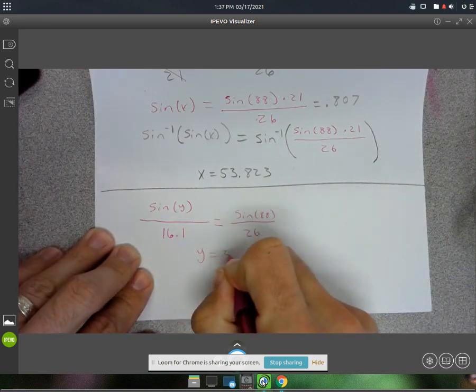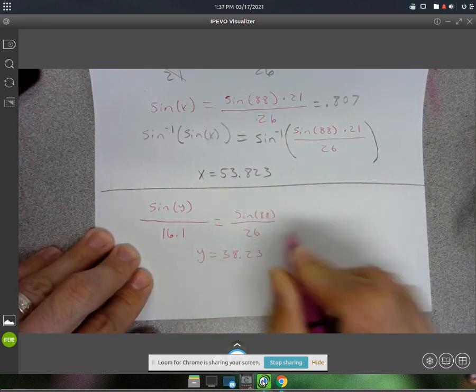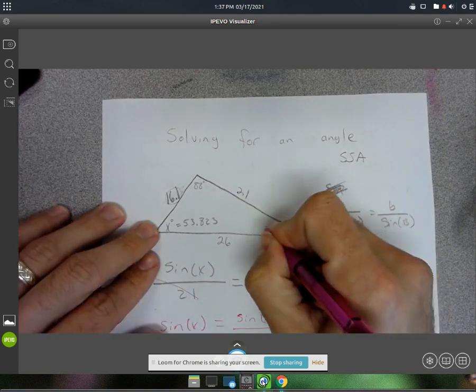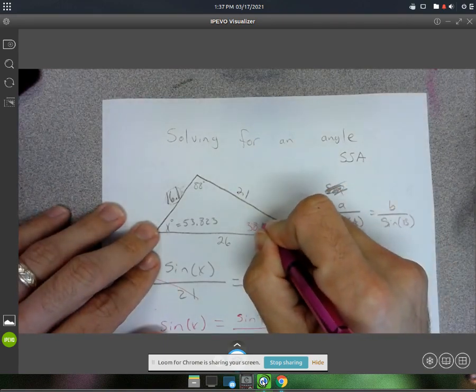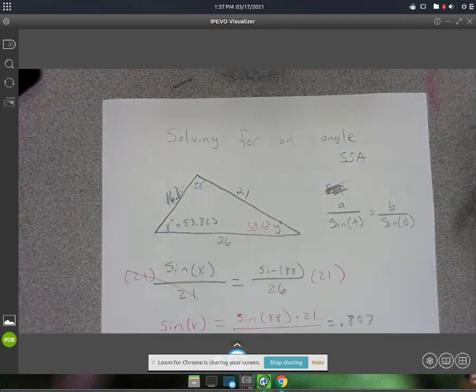And that makes sense, 38.23, because now all of the angles add up to 180 degrees. Ding, ding, ding, ding, ding. That's it.